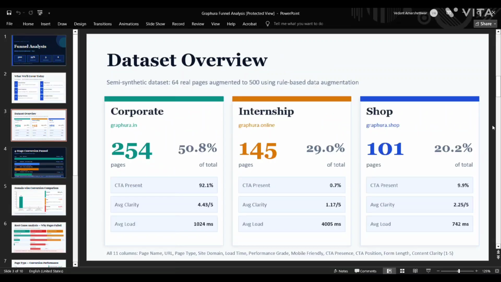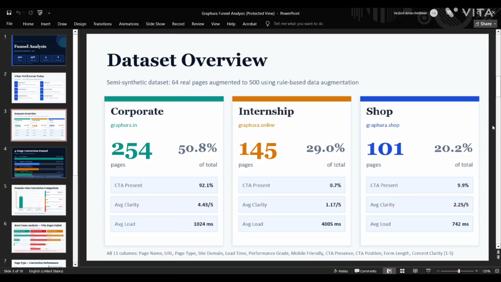So let's get started. Our dataset consists of 500 pages, where Graph4's actual website had only 64 real pages, which were expanded to 500 using data augmentation techniques. These pages span 3 domains: the corporate site with 254 pages, the internship site with 145 pages, and the shop with 101 pages. A clear pattern is already visible at this stage.